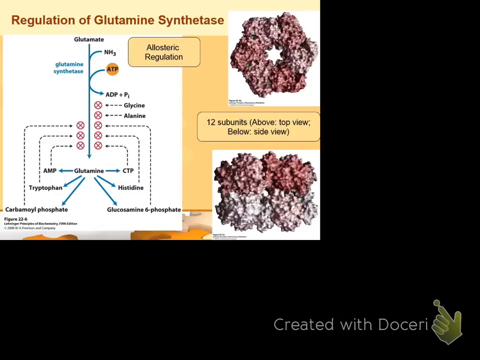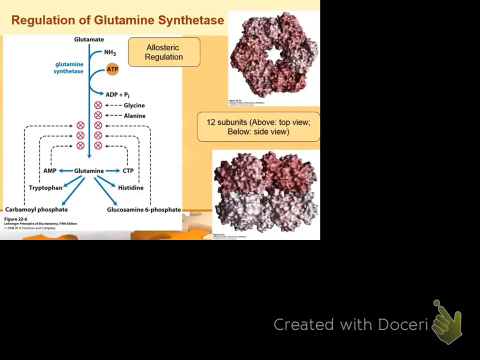AMP is due to the hydrolysis of ATP. So if you have a lot of AMP, that means you don't have a lot of ATP. So you're going to want to be able to turn this off or downregulate this so that way you can start to synthesize ATP. Otherwise it would just completely deplete it.